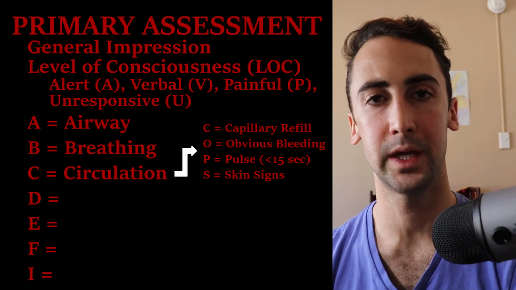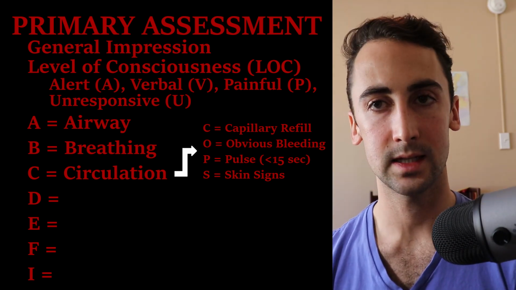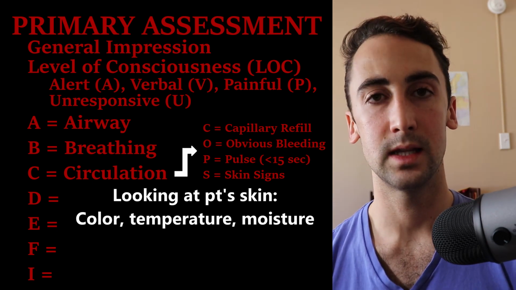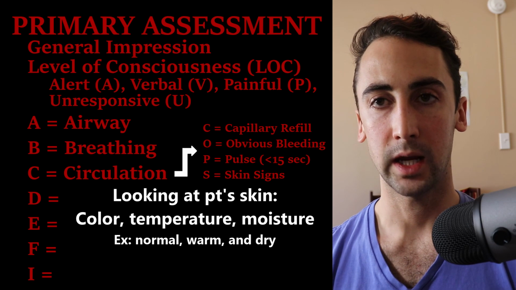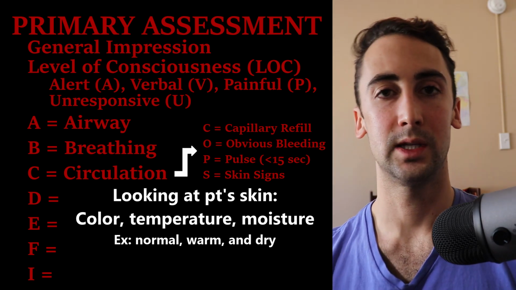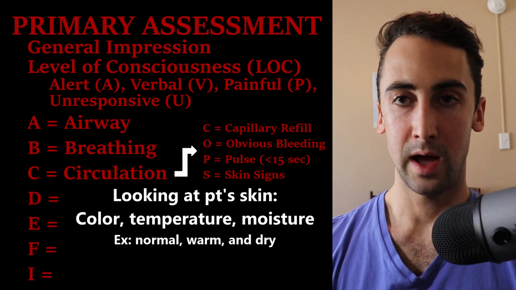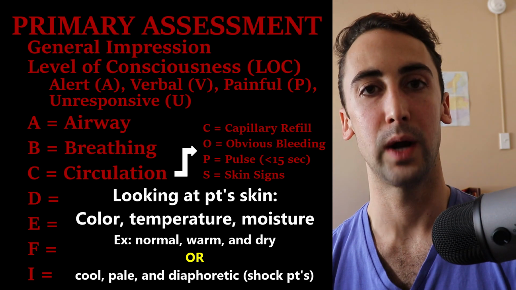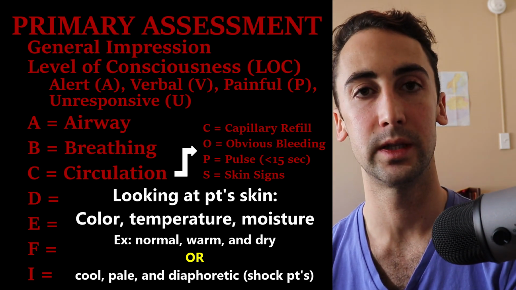Last part in the circulation is going to be looking at the S, skin signs. So we're going to be looking at the condition of their skin. Is it normal, warm, and dry? We're going to be checking temperature, moisture. What does it look like? Ideally, we want a patient that's normal, warm, and dry, but sometimes we'll have patients, for instance, that are in shock, where they'll be cool, pale, and diaphoretic. So their skin will actually feel cool to the touch.